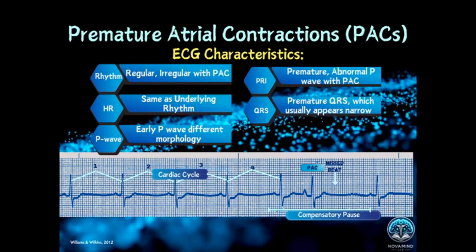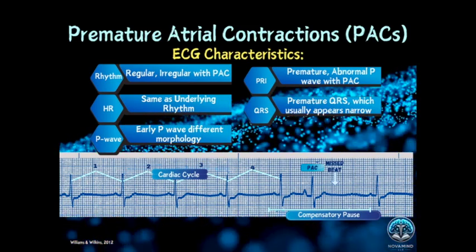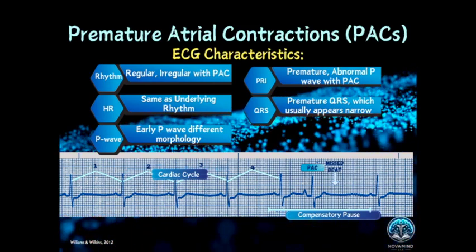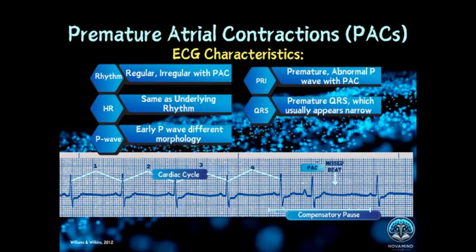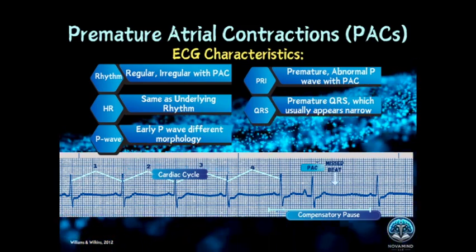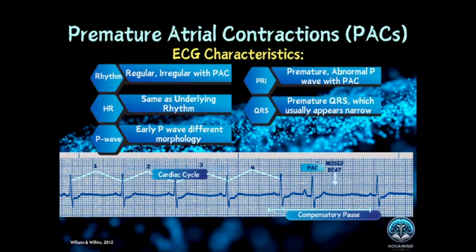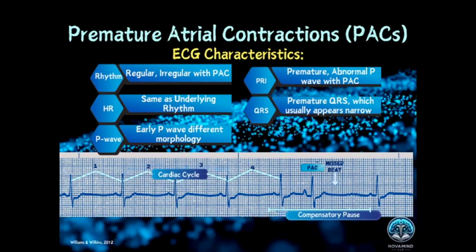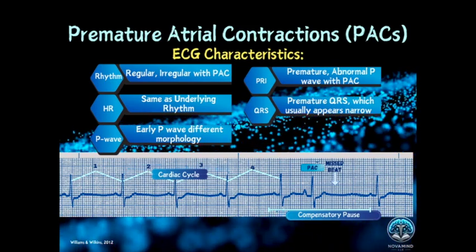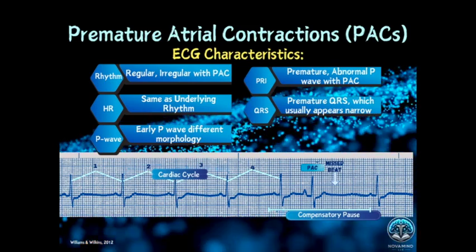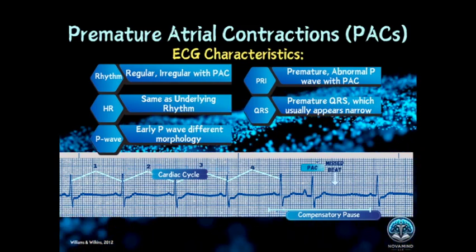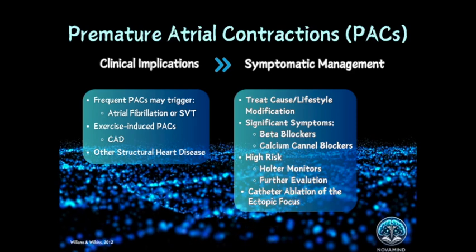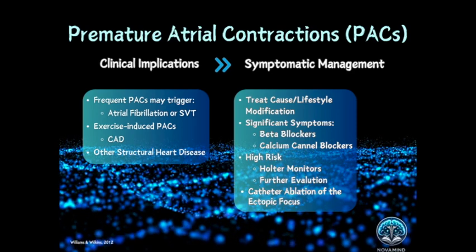In the example strip, there are 5 large squares between each R-to-R interval, and after the premature atrial contraction, the pause is approximately 10 large squares when measured from the QRS complex before the PAC. This indicates the presence of a compensatory pause. If the measurement equals less than 2 R-to-R intervals, the pause is a non-compensatory pause, and PACs are usually associated with that non-compensatory pause. PACs are usually asymptomatic and often detected incidentally on ECG.